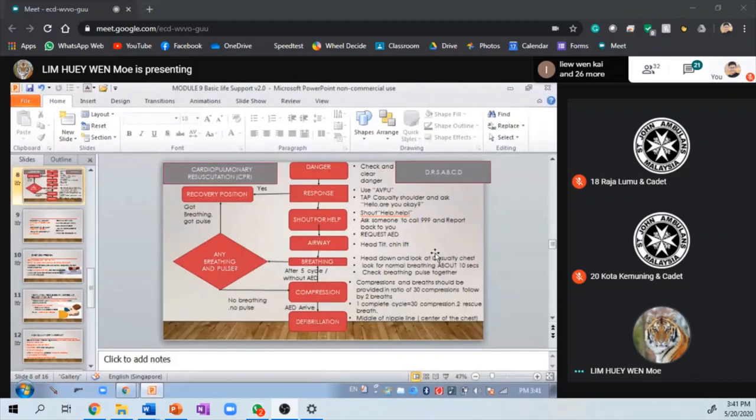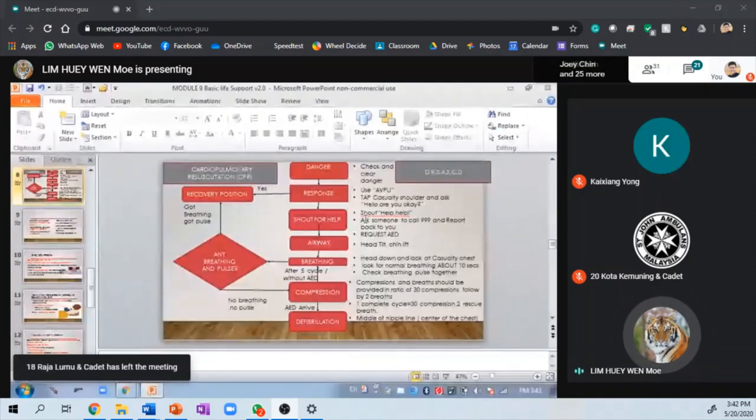Then after that, you check for response. You use AVPU. You tap the casualty's shoulder and ask, hello, are you okay? Then you ask the examiner, is there any response? If no response, then you proceed to shout for help. You must shout for help loudly. Then, Miss in the green shirt, can you call 999 and report back to me with the ETA and request an AED for me? And then after that, you must say thank you to be polite. If no response, you proceed to shout for help. But if there is a response, then you proceed to the recovery position.